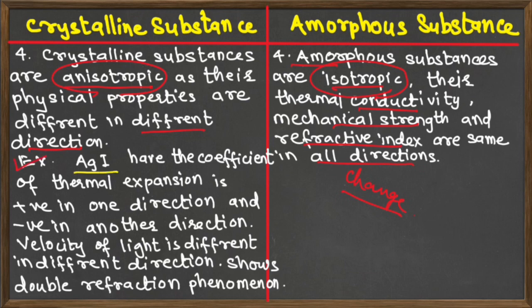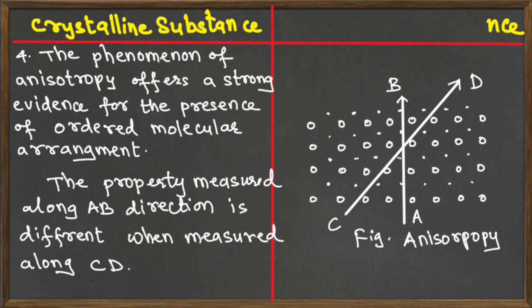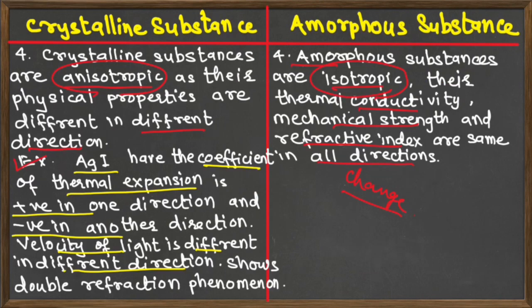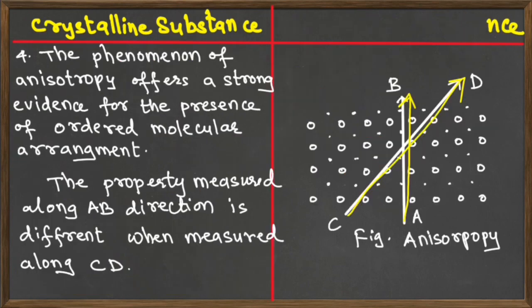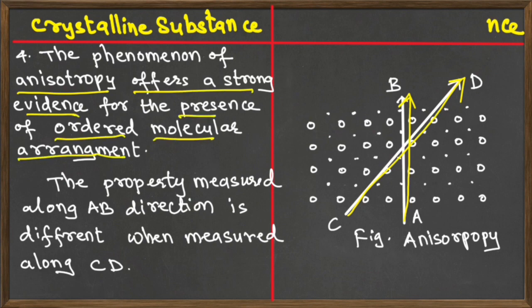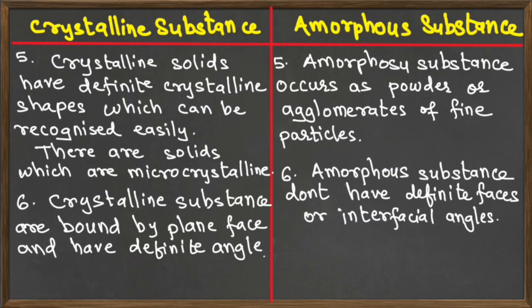For example, in silver iodide the coefficient of thermal expansion is positive in one direction and negative in another direction. The velocity of light is different in different directions. For example, here the passage of light from direction A to B and C to D, it shows double refraction phenomena. Thus, the phenomena of anisotropy offers a strong evidence for the presence of ordered molecular arrangement in case of a crystalline solid. Next point of difference is crystalline solids have definite crystalline shapes and which can be easily recognized.